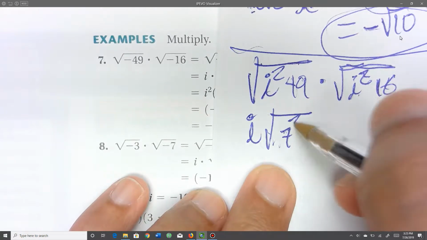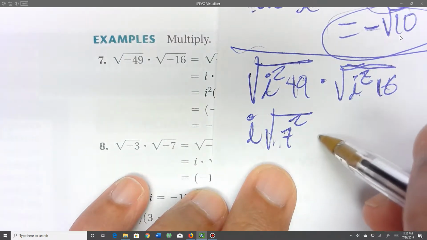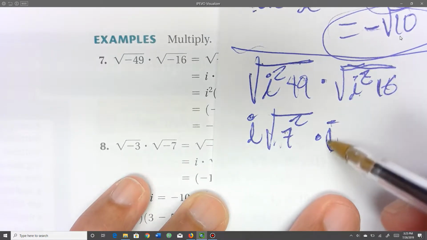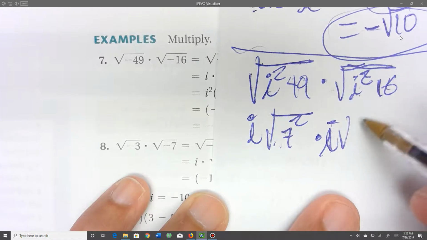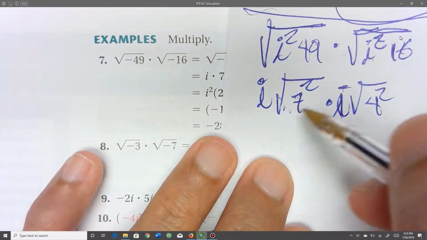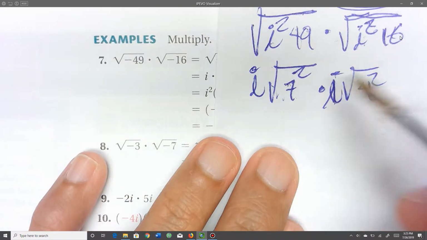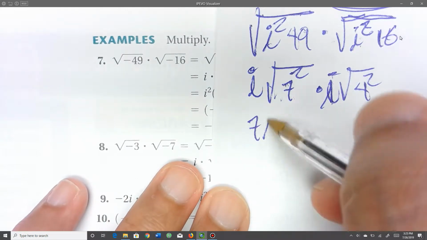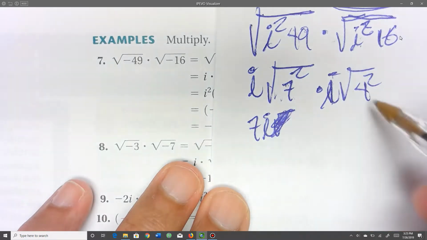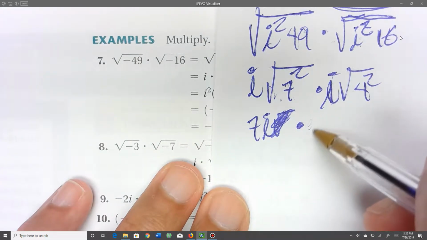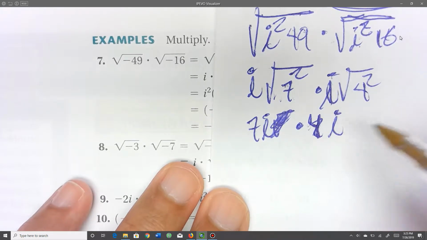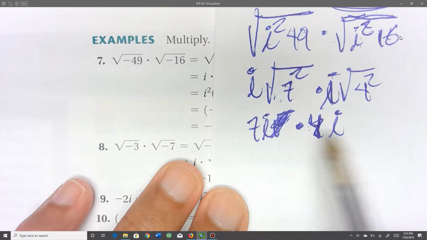And then for 49, my perfect square is 7 squared. So multiply that times i. This i comes outside times 4 squared, right? Just keep going because I know that these are perfect squares. They come outside. So 7 becomes 7i, and this becomes 4i. Okay, so now we're multiplying these two together.